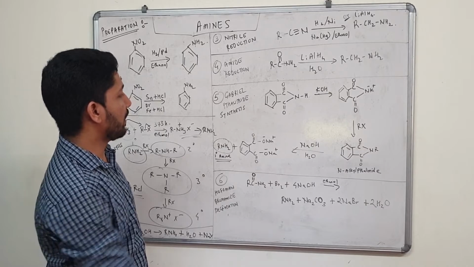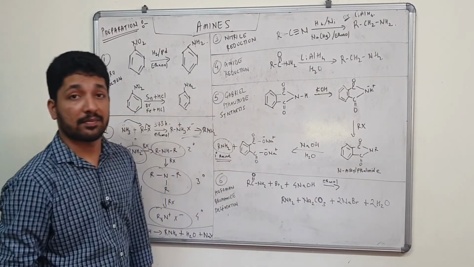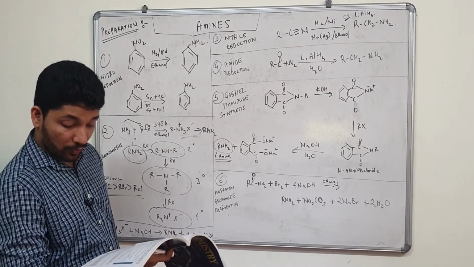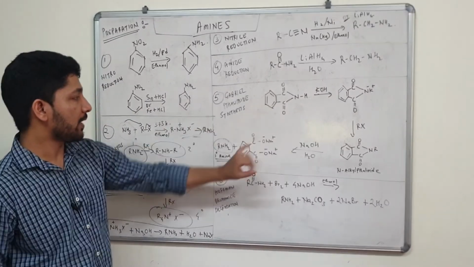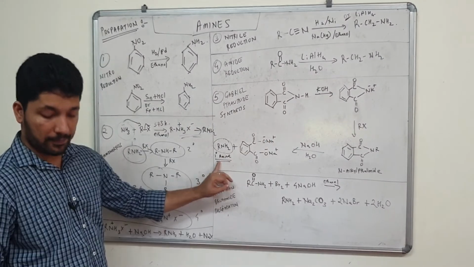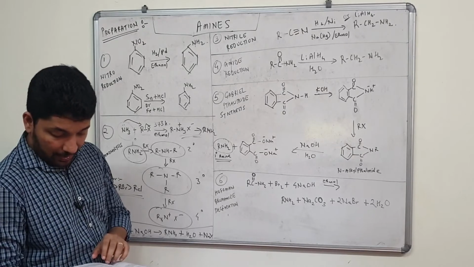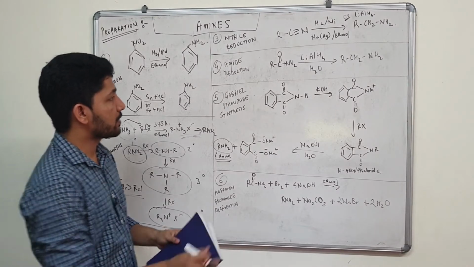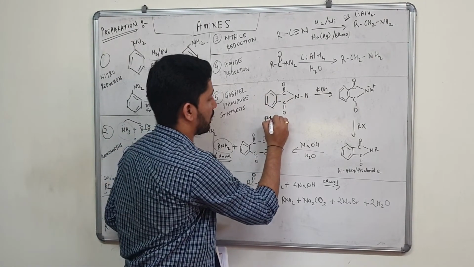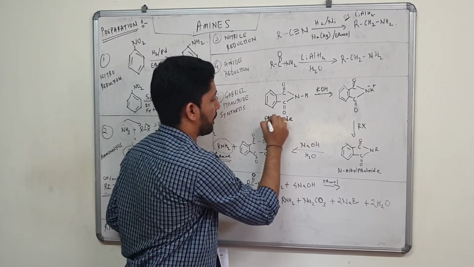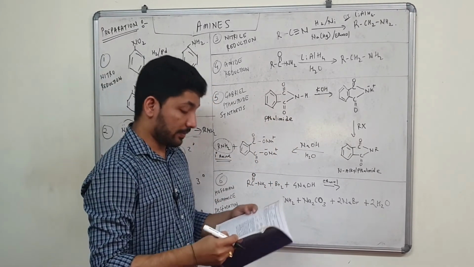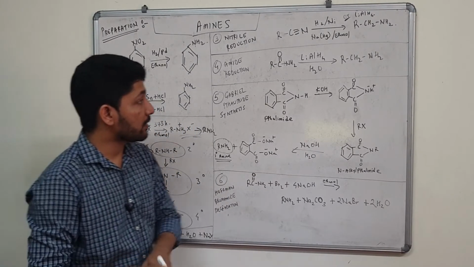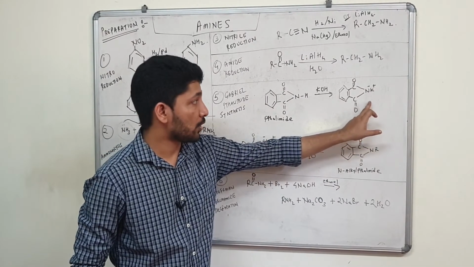Next is Gabriel phthalimide synthesis. Looks like a bit complicated, right? Gabriel phthalimide synthesis is used for preparation of primary amines. So you can only obtain primary amines over here. Can you see over here? Only primary amine. Phthalimide on treatment with ethanolic potassium hydroxide forms potassium salt. This compound is called phthalimide. When you react it with ethanolic KOH, you get potassium salt of phthalimide.